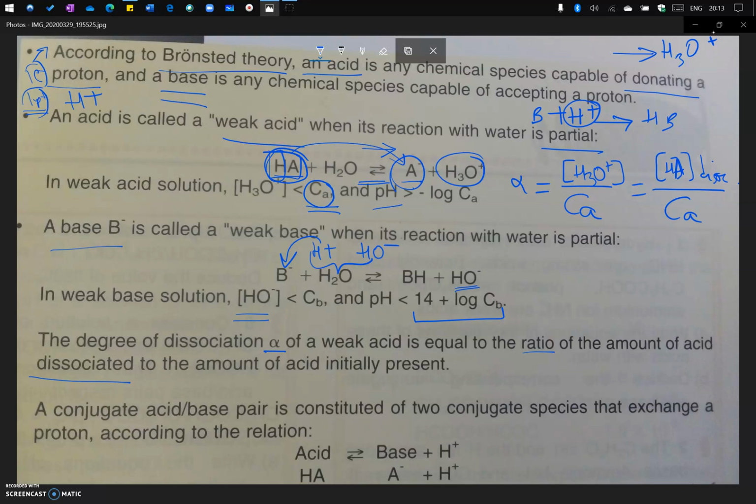Finally, for today, a conjugate acid-base pair is constituted of two conjugate species that exchange a proton. According to the relation, acid gives base plus H+, so HA is the acid, A- is the conjugate base, and H+ is the proton. For more examples and information, please read this chapter. Okay, do not just study this conclusion. And next week, hopefully, we'll continue this chapter.